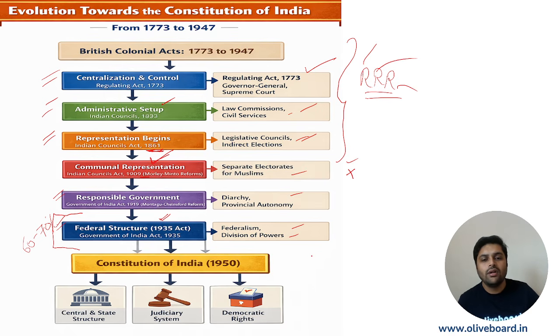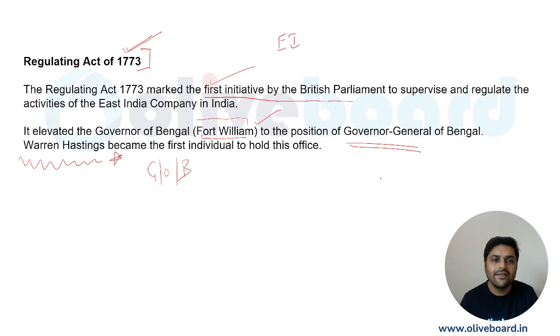First, I showed you a flow chart of the acts. Then we started with the Regulating Act of 1773, the first initiative of the Britishers, where the East India Company tried its first initiative. It elevated the Governor of Bengal as Governor General of Bengal, and Warren Hastings was the first to become the Governor General.